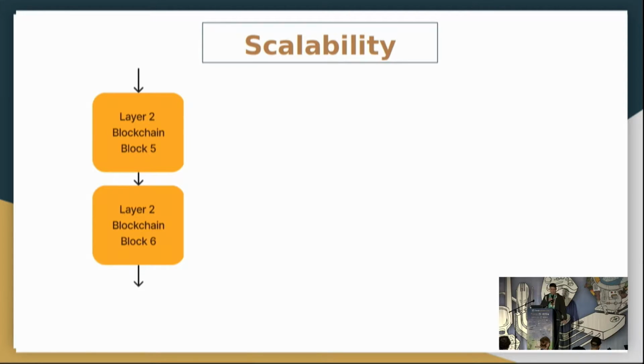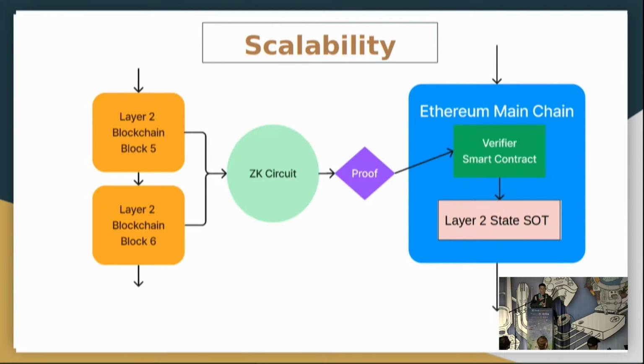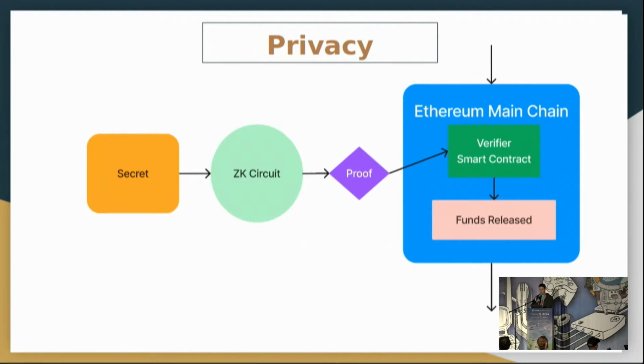Let's look at one of the first applications, which is scalability. Obviously, Ethereum does about 13 transactions per second, and we need to scale that up significantly to be able to do transaction settlement for the world. So let's assume that we have a layer 2 blockchain. This layer 2 blockchain is producing blocks independently, and you can take that blockchain's state and put it as an input into the zero-knowledge circuit. That will pop out as a proof, and then that proof will be given to the verifier smart contract on the Ethereum main chain. So then the layer 2 state source of truth will be updated, assuming that proof is true.